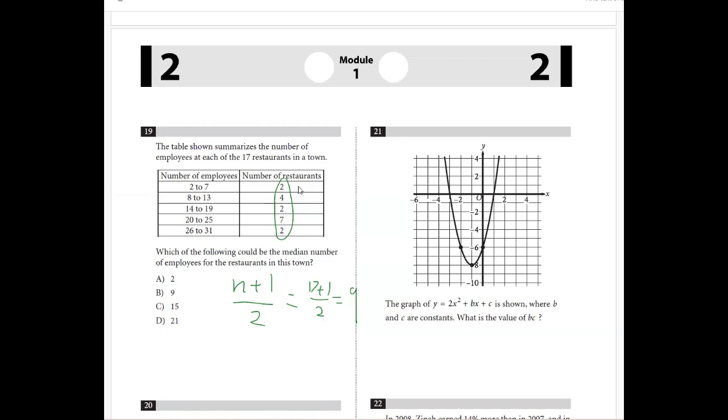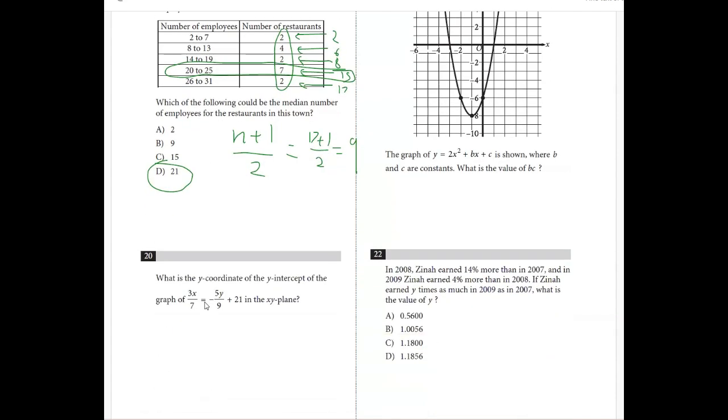Let's see where 9 is. This is not here. Nope. This is 6. This is 8. And this is 15. This is 17. Where does 9 lie? 9 lies here. So the median number of employees for a restaurant in this town can be a value between 20 to 25, and answer choice D is indeed between 20 to 25, so D is correct.